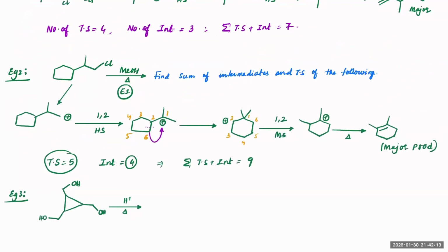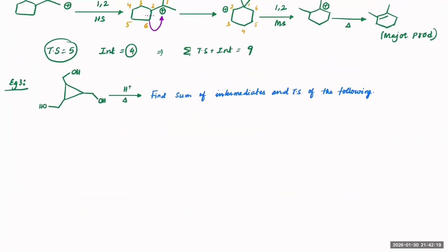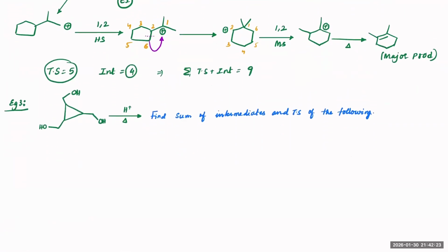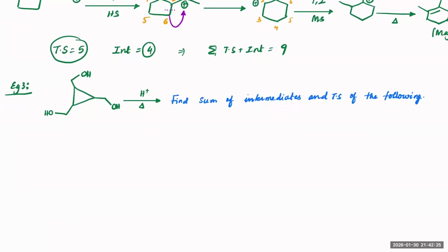So the question is the same. We need to figure out the summation of transition states and intermediates. Right? Everybody with me on that? Chalo, let's try it together. First, you can take any one particular position and make it into protonation. So OH2 plus will form first, like this.